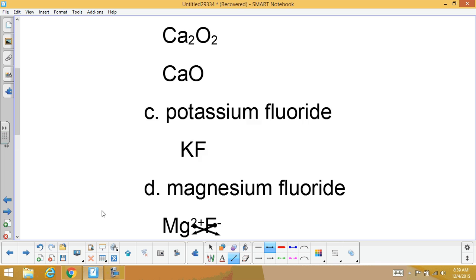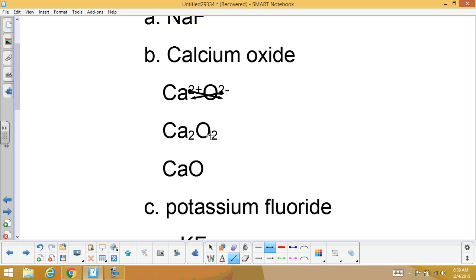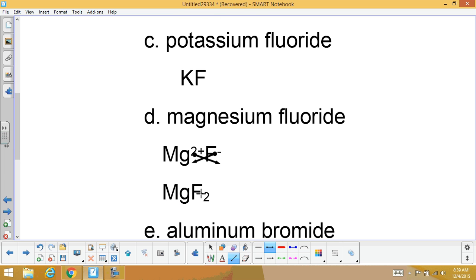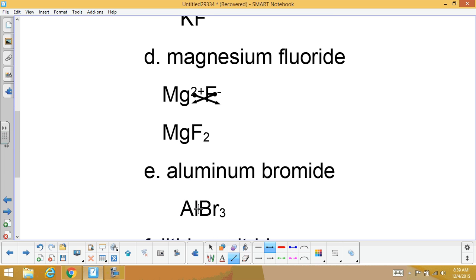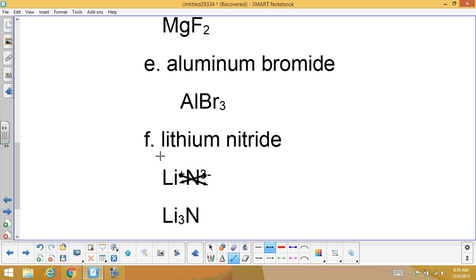So we'll go back to the top again. A was NaF, B was CaO or Ca2O2, C was KF, D was MgF2, E was AlBr3, and F was Li3N. So that's how we take binary elements, mash them together into a compound, and write the chemical formulas for it. Our next set is going to be writing the names of these chemical compounds.